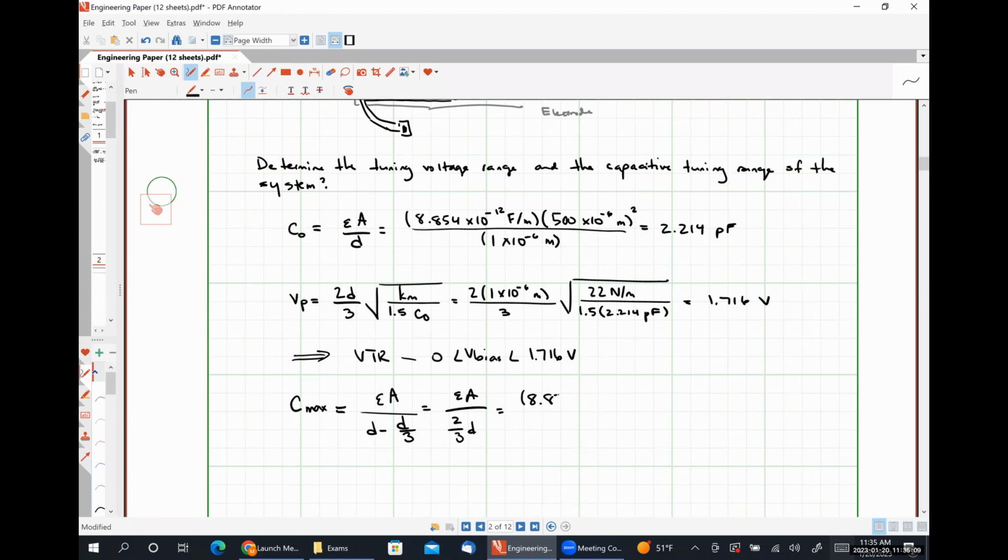That's going to look like 8.854 times 10 to the minus 12 farads per meter times 500 times 10 to the minus 6 meters, quantity squared, divided by 2/3 times 1 times 10 to the minus 6 meters. Excuse me. We get 3.320 picofarads. Okay.